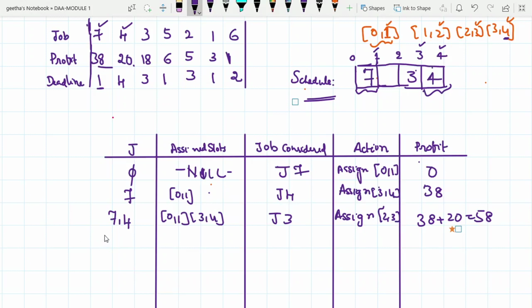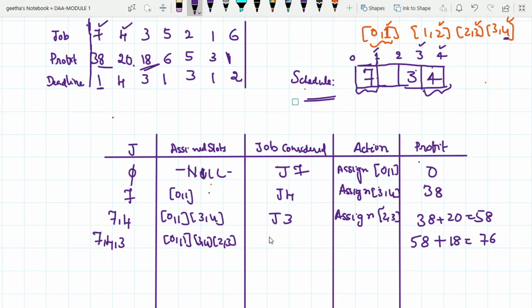After 7 and 4, 3 is also assigned: 7, 4, 3. So the assigned slots are 0 comma 1, 3 comma 4 and 2 comma 3. The total profit obtained from this job allocation is 58 plus the profit from this job, which is 18, so 76.